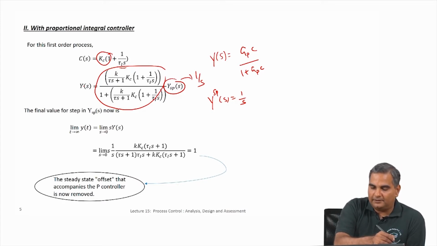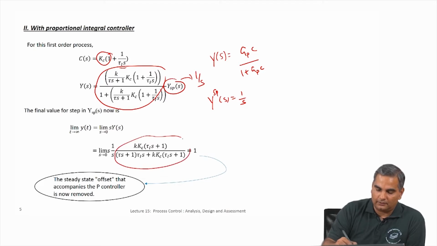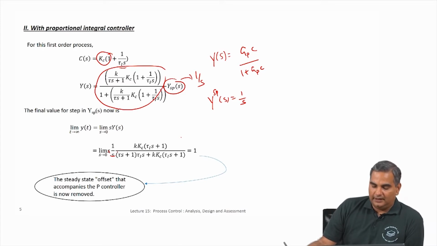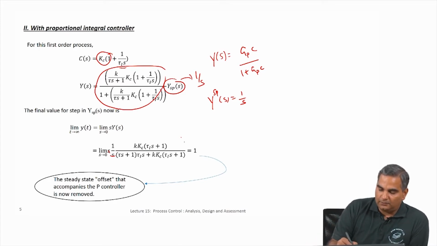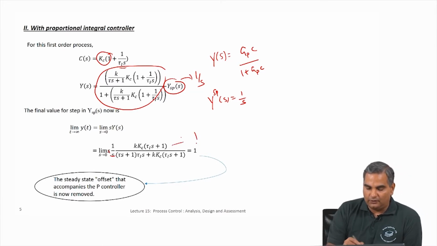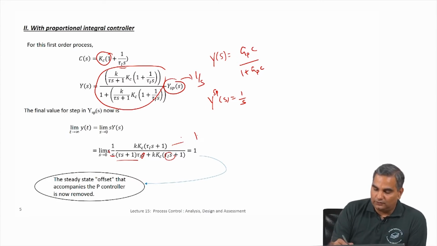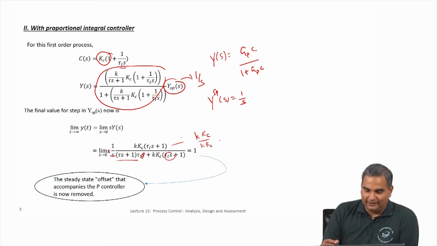When I multiply this term by s, this s and s will get cancelled, and what will remain is this simplification. Now let us substitute s equal to 0. When you substitute s equal to 0, the top term will just be 1, and in the denominator this term will vanish because s is 0, and this term inside is also going to vanish. Since this is 1, in the numerator I am left with k Kc, and in the denominator this is 0, this is 0, so I am only left with k Kc. So surprisingly, or interestingly, I get 1.